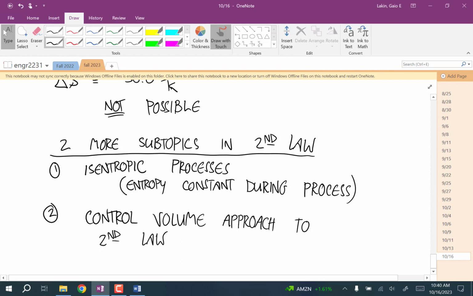And just like with the first law, we're going to use the control volume approach when we have devices that material is flowing through. So it's hard to keep track of an actual group of molecules, and so instead we keep track of the volume, and then we also modify things based on what's flowing in and what's flowing out.